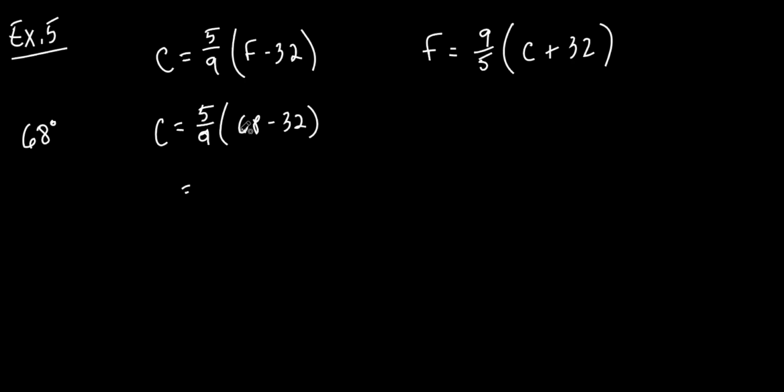So let's do that. 68 minus 32 is what? 36. And then what's half of 36? It's 18, which is kind of close to 20. But if we did it the exact way, what would we get? Oh, this works nice. 9 goes into 36 four times. What's 5 times 4? It's 20, and there you go. So it's 20 degrees Celsius.